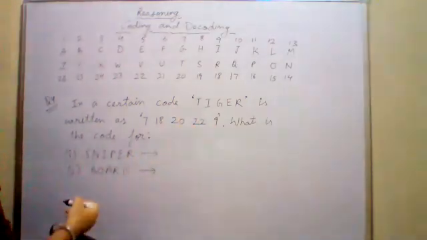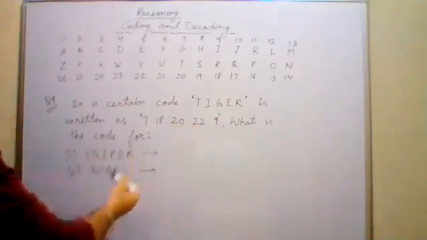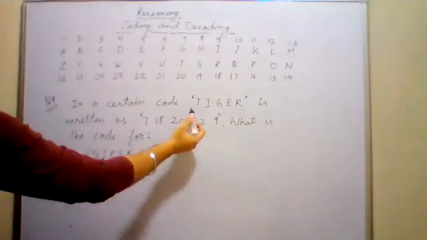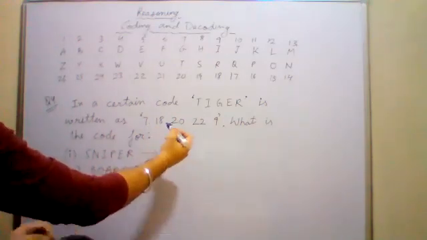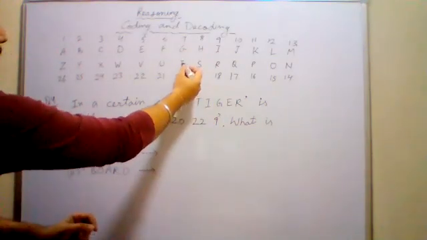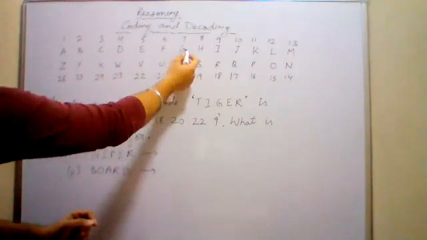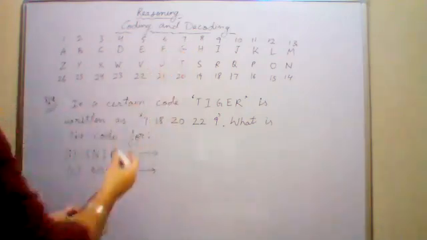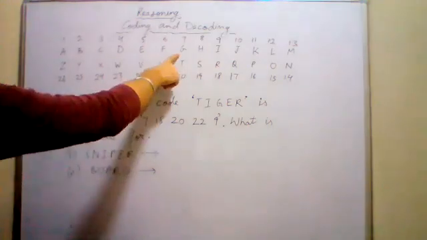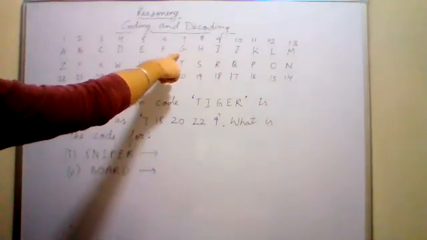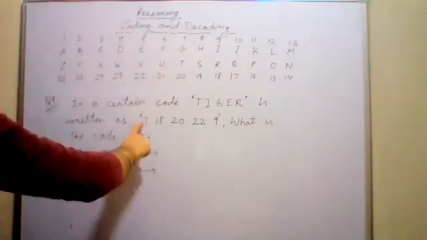How is the coding for tiger done? First of all, the letter T. The number for the letter T is given as 7. Now you have to look at the letter opposite to T in the alphabet, which is G. Which letter is opposite to T? G. And the numerical equivalent of G is 7.